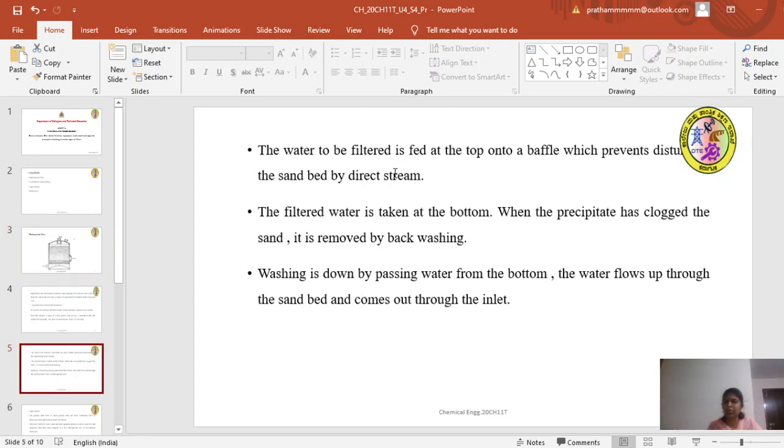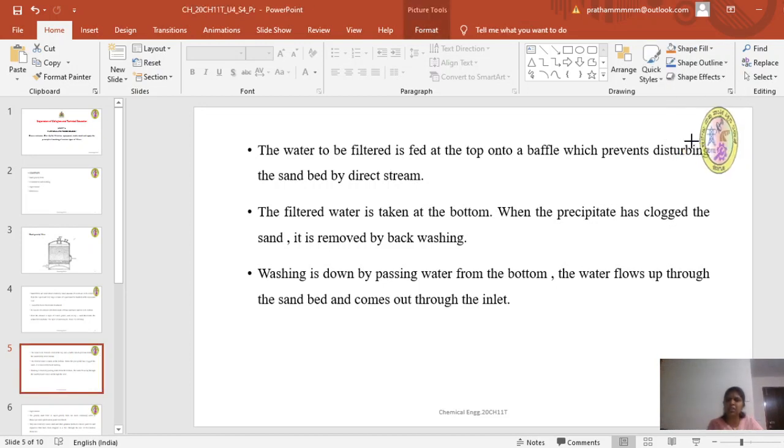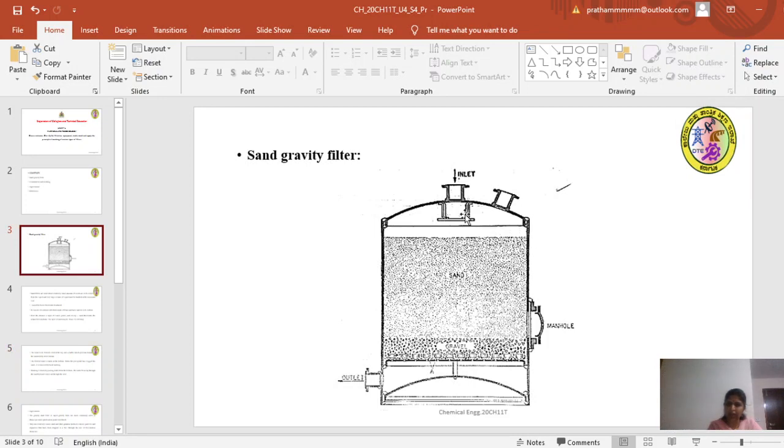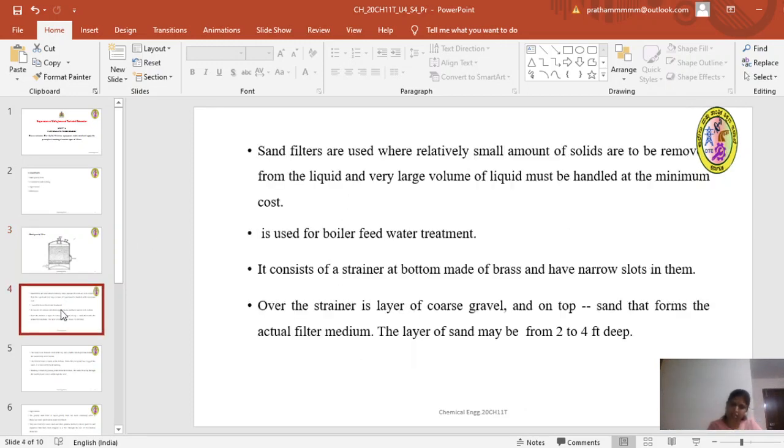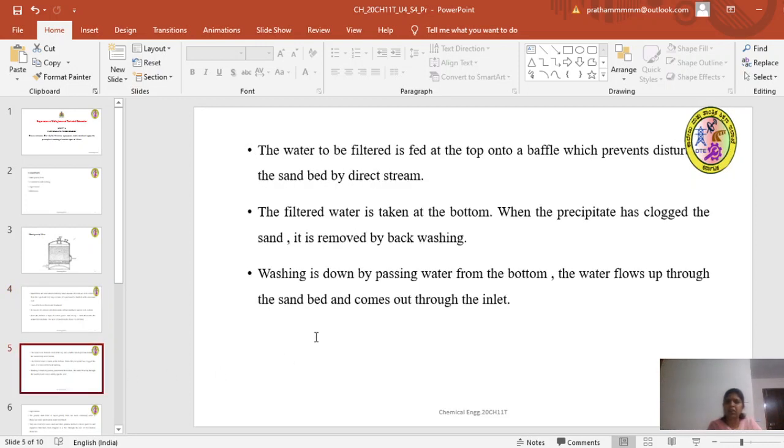The water to be filtered, that is the dirty water with a very small amount of solids, is spread at the top onto the baffle, which prevents disturbing the sand bed by the direct stream. It is fed onto the baffle and then falls onto the sand. If we entered it directly, the force may disturb the sand bed. So it is always fed onto the baffle, which prevents disturbance of the sand bed by direct stream.